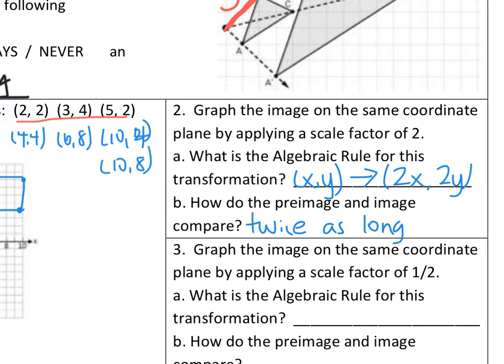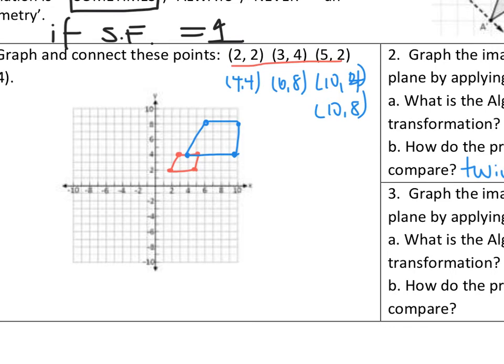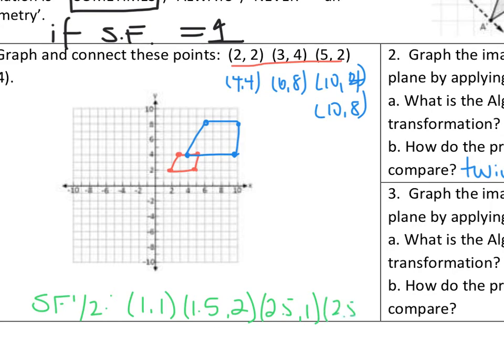Number 3, graph the image with a scale factor of 1/2. So we should be getting a smaller image. So let's go back over to our coordinate grid. If we graph the image with a scale factor of 1/2, that means all of our points are going to be smaller. So (2, 2) becomes (1, 1). (3, 4) becomes (1.5, 2). (5, 2) becomes (2.5, 1). And (5, 4) becomes (2.5, 2). We're going to go ahead and graph those.